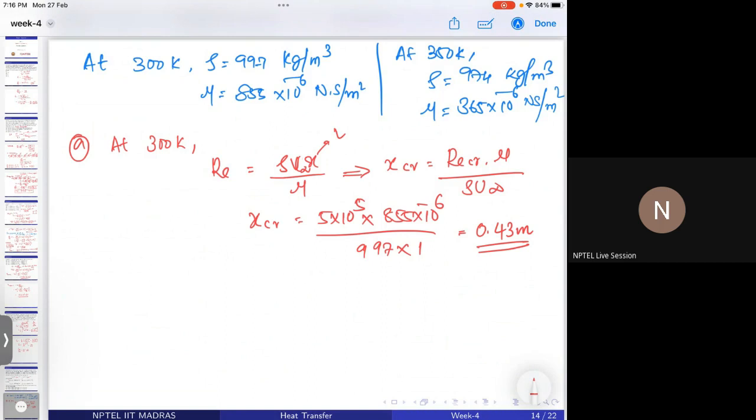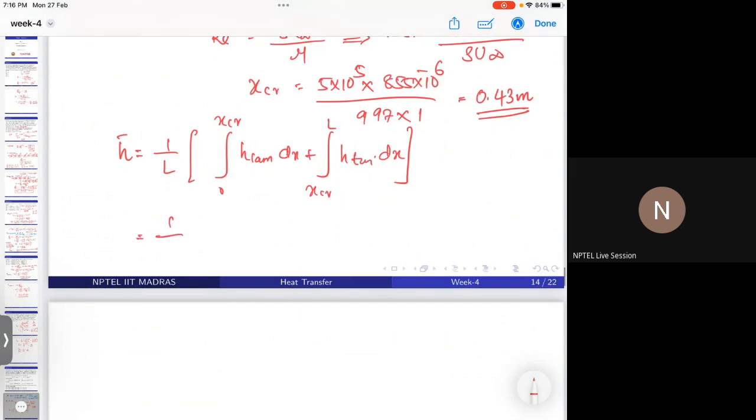So here we found out that the critical length at which the laminar to turbulent transition happens is 0.43. So for the average heat transfer coefficient, we have to consider both laminar and turbulent regimes. The heat transfer coefficient is different for both. So h bar is equal to 1 by L, integral up to critical length of h laminar dx, plus from critical length to L of h turbulent dx. So it is equal to 1 by L, integral 0 to the critical length 0.43.